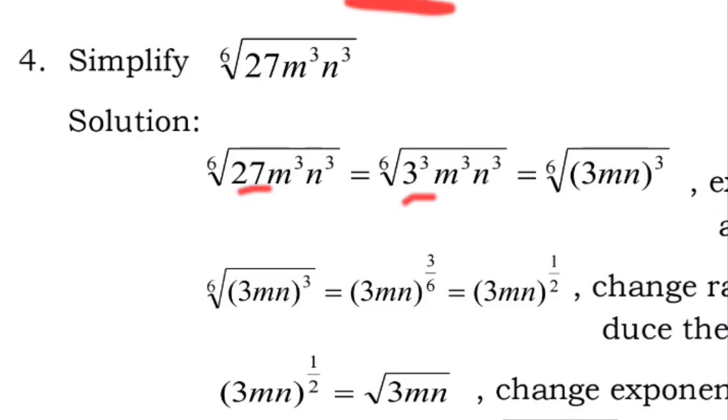Then the radicand here has an exponent of 3. So we can just express 3 cubed, m cubed, n cubed as the quantity 3mn, cubed.